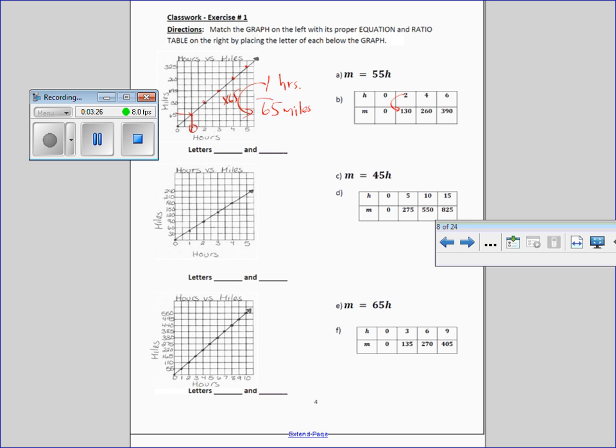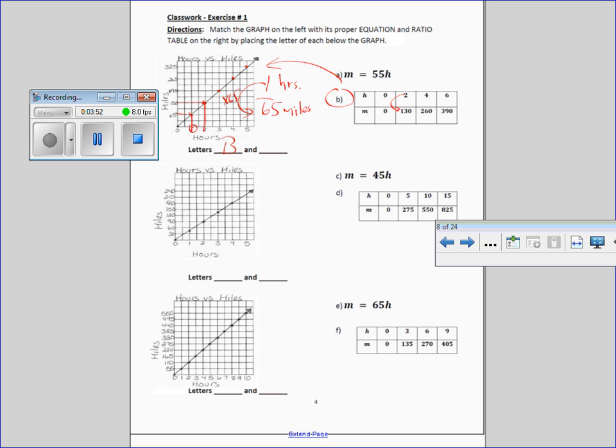Right. So this table matches up with this plane. 2 to 130 is an equivalent ratio for 1 to 65. And if you're still not sure, look, it actually matches up perfectly here anyway. At 2 hours, you have 130 miles. So that is the correct ratio table.